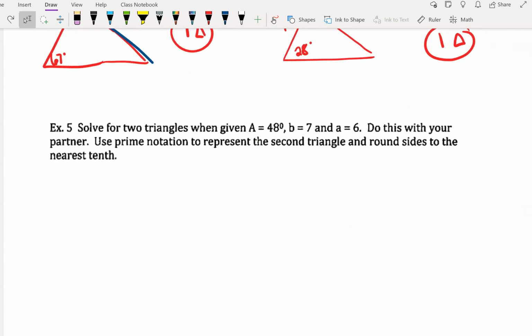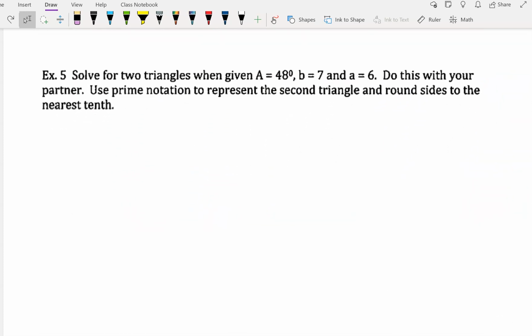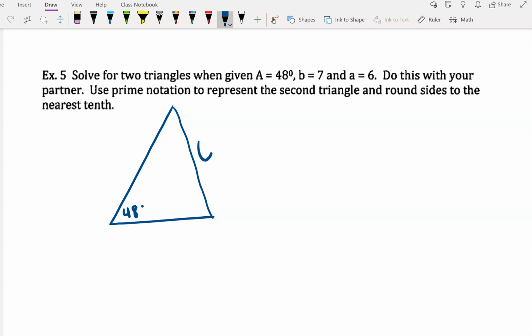All right, so now let's move on to the last one. It's going to be a tricky one, so I'm going to have you do some parts of this on your own, but I'll do some of it with you. So we have angle A is 48 degrees. I'm going to try to draw this to scale, kind of. The opposite side is going to be 6, and my adjacent side is going to be 7. So that's opposite and adjacent. And remember, I know that's the opposite side because it's opposite big A.